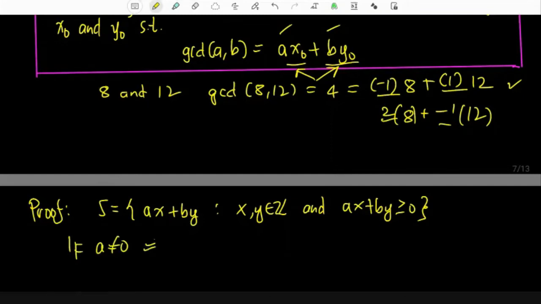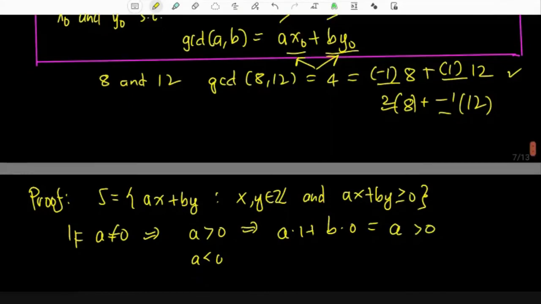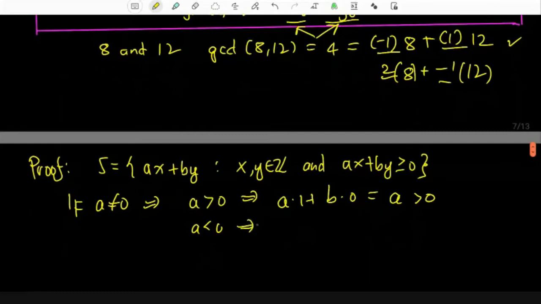So if A is not 0, then automatic, pwede nating sabihin na yung A is either greater than 0 or A is less than 0. If A is greater than 0, then we can write A times 1 plus B times 0 to be equal to A. And we know that that's positive. Right? Now, on the other hand, if A is negative, so ang gagawin lang natin, i-multiply natin yan ng negative 1 plus B times 0.